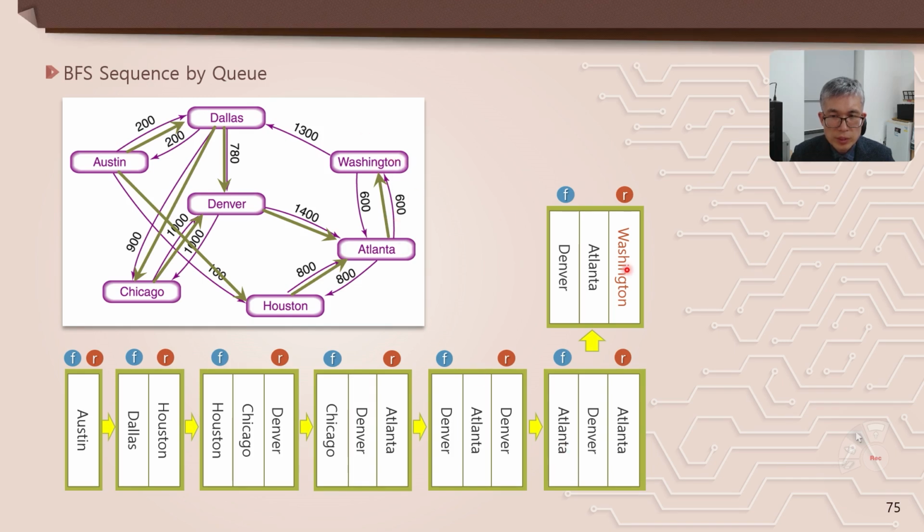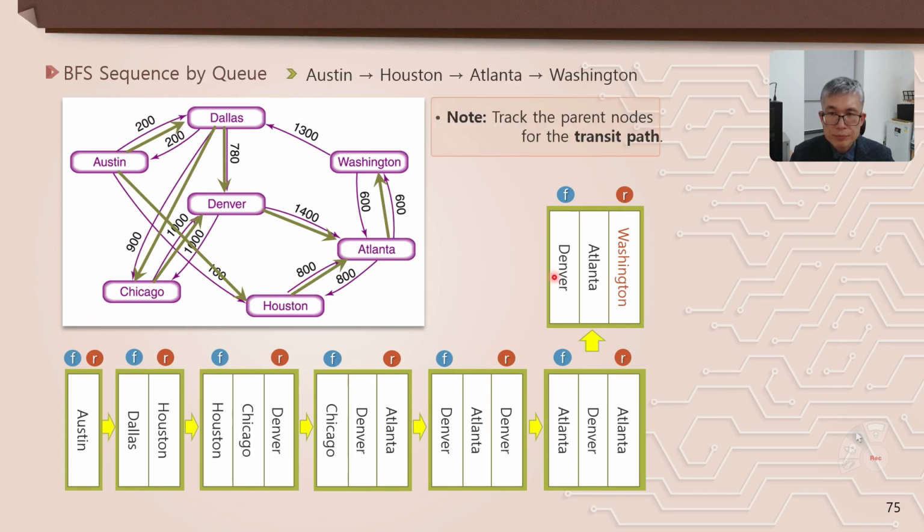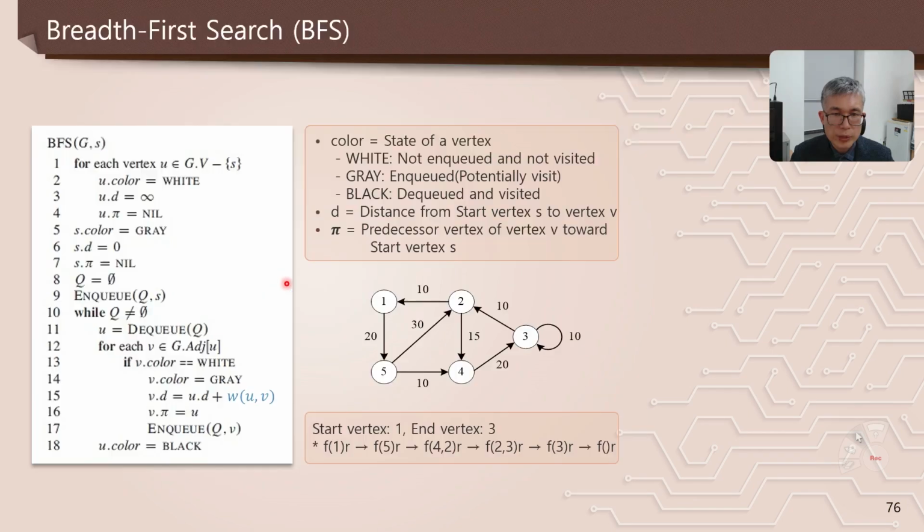Okay, Washington is found. So we can know the path: Austin, Houston, Atlanta, and Washington. The number of edges, or hops, makes this path the shortest path. But if we consider the actual value, Dijkstra's shortest path algorithm should be used. So track the parent nodes for the transit path, like this, in reverse. You can check the breadth-first search algorithm.